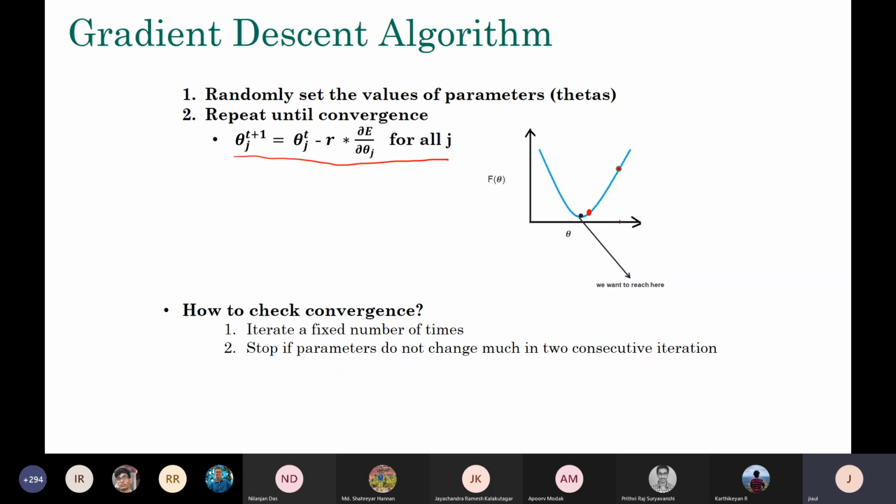But the general practice, at least in today's very large deep networks, is that you iterate a fixed number of times, because checking convergence based on the second condition is very time consuming, since sometimes you have billions of parameters. That takes lots of time. So you basically iterate say 100 times or 200 times and things like this.